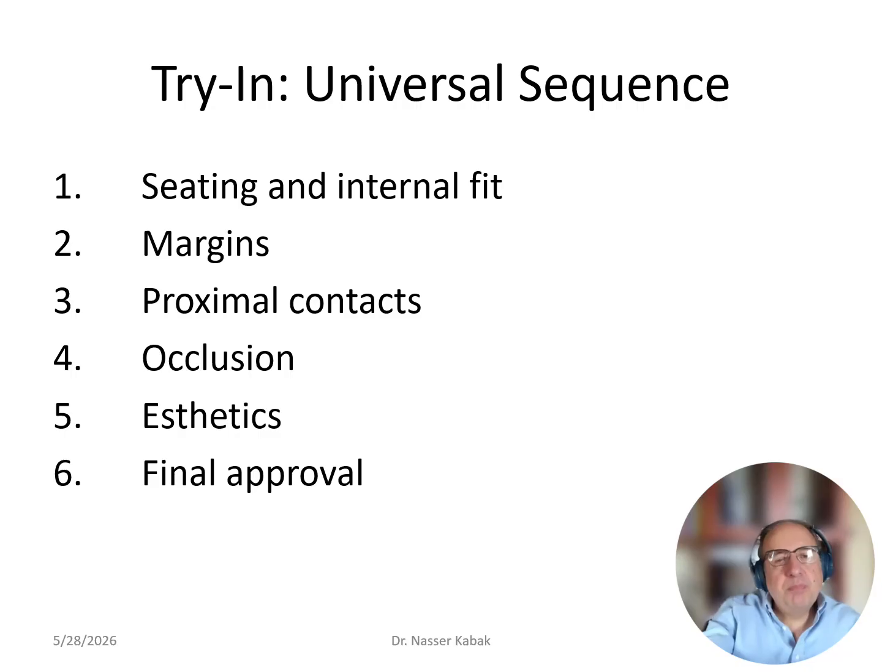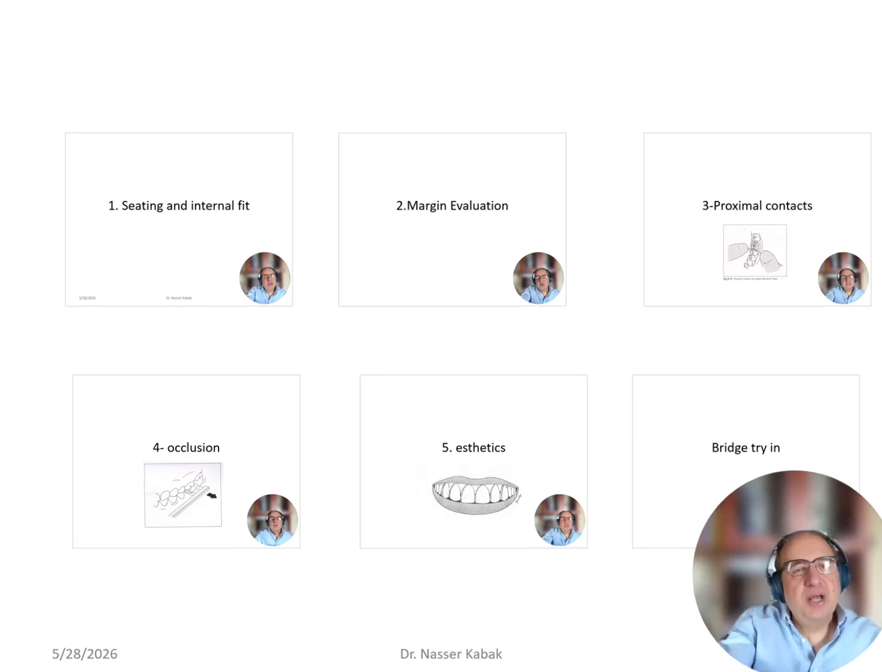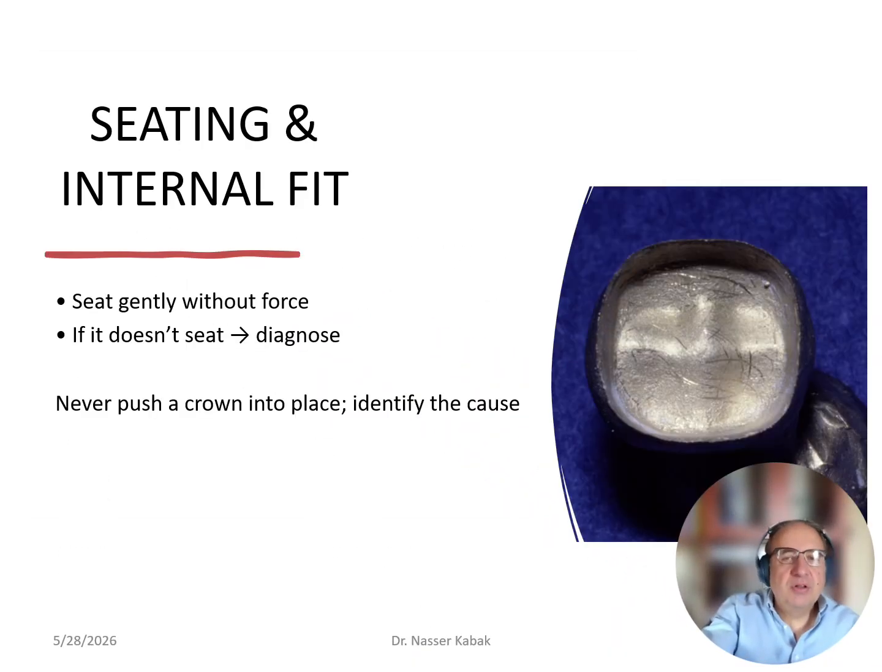Now, what are the points of this try-in or evaluation stage? First, we should check the internal fit and the seating of the restoration, then the margins of the restoration, if they fit closely to the preparation margins, the interproximal contacts, of course the occlusion, and the aesthetics. The final approval of the patient is important. So we will dive deeper into these different categories of try-in, first starting with the seating and the internal fit.